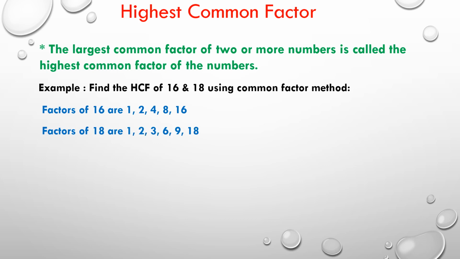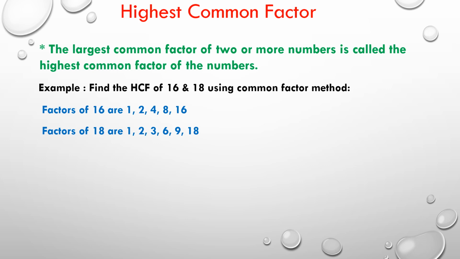Whenever I am writing the factors of a number, I am writing in increasing order. If I write in sequence, then there's no mistake. The chances of mistake will be less. So it is better to always write in increasing order or in sequence.